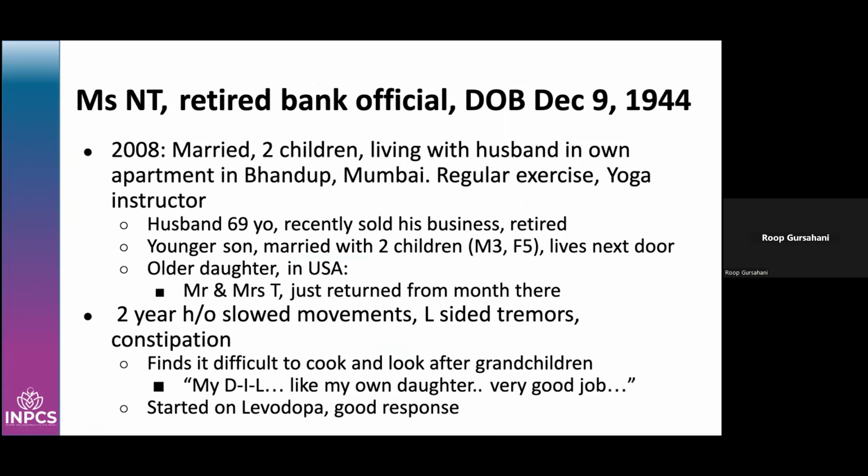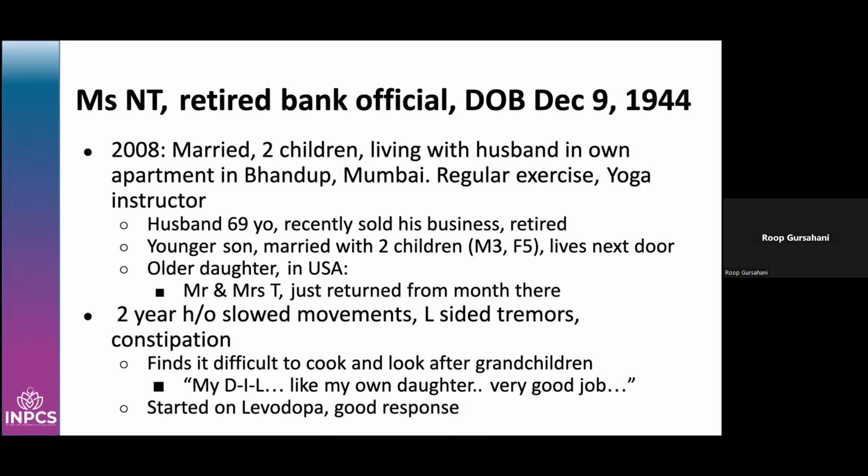married, with 2 children, and lives with her husband in their own apartment in suburban Mumbai. She's generally pretty disciplined, exercises, a yoga instructor. Her husband is older, and he also closed down his business, and they had both effectively retired. Their main job was taking care of their younger son's kids who lived next door. And they had an older daughter in the USA, and they just returned from a month there.